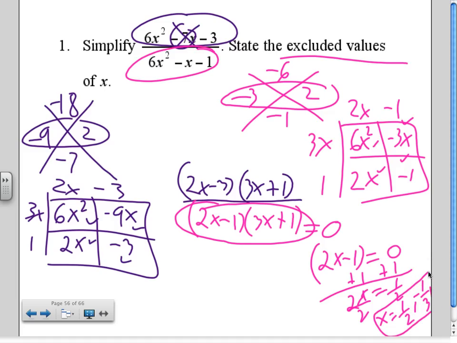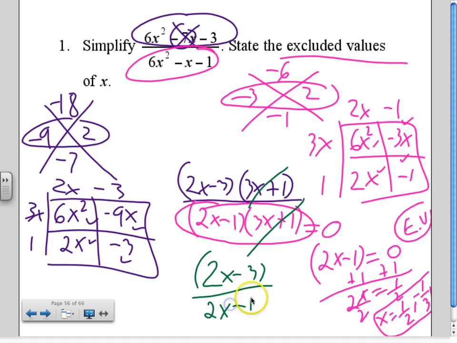So these right here, guys, are called excluded values, EV for short. Okay? So I found my excluded values. Now I can go back and see if I can cancel anything out to make it simple. What can I cancel? 3x plus 1. And why can I cancel it out vertically like that? Because they're all linked up by multiplication. So my simplified answer now is simply 2x minus 3 over 2x minus 1.